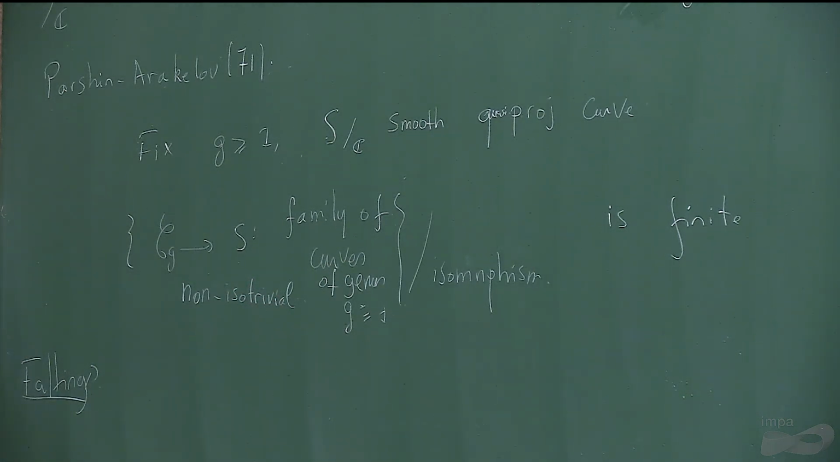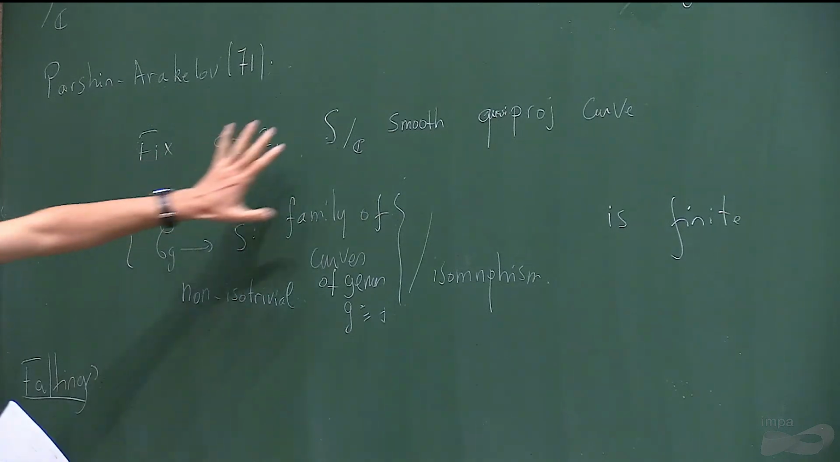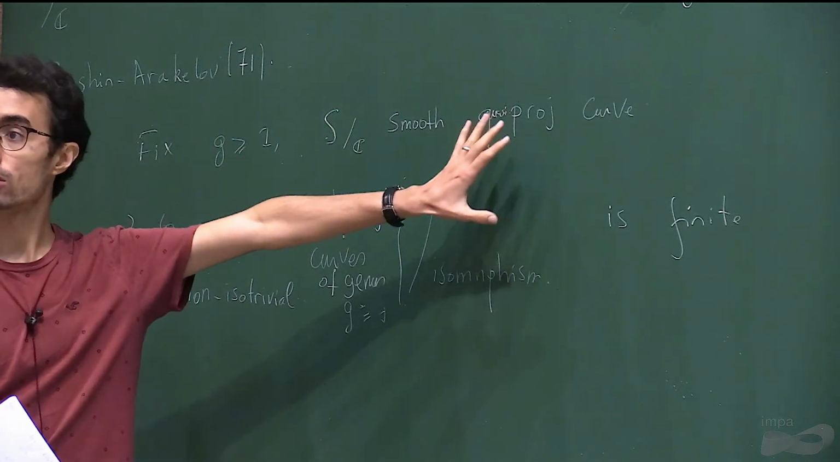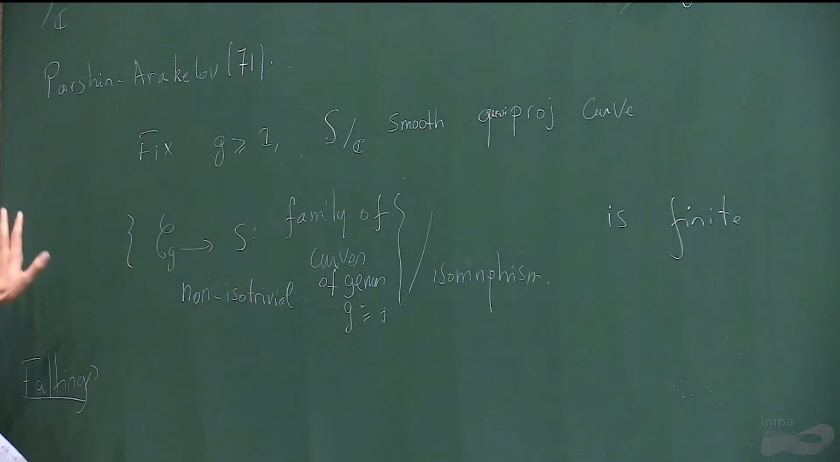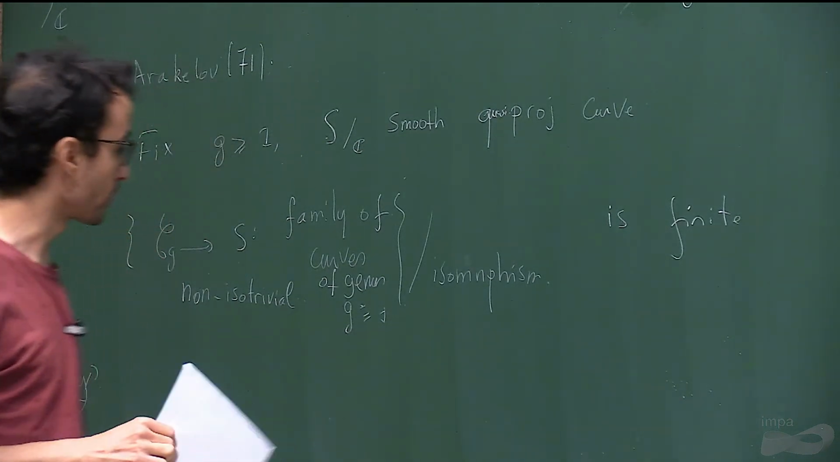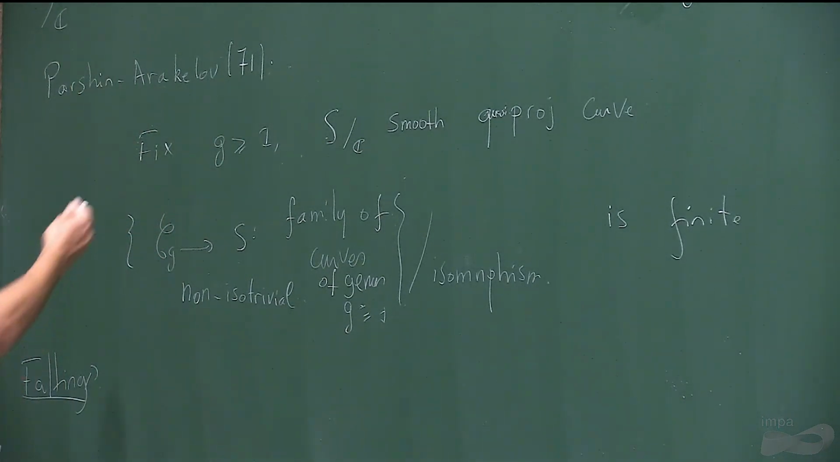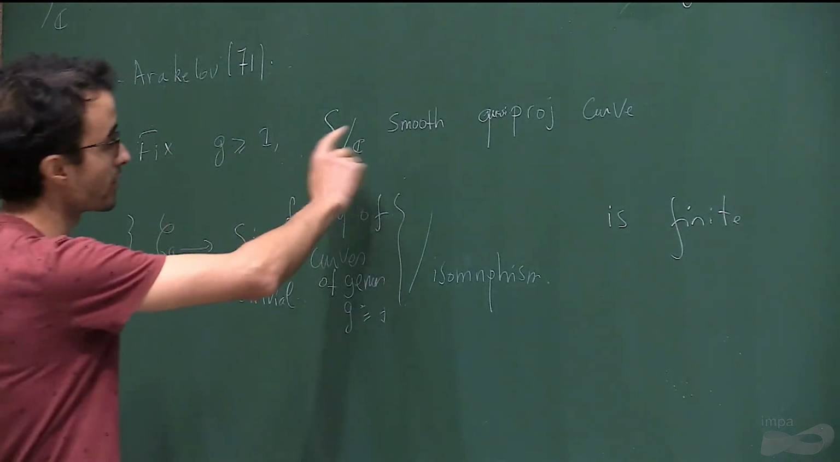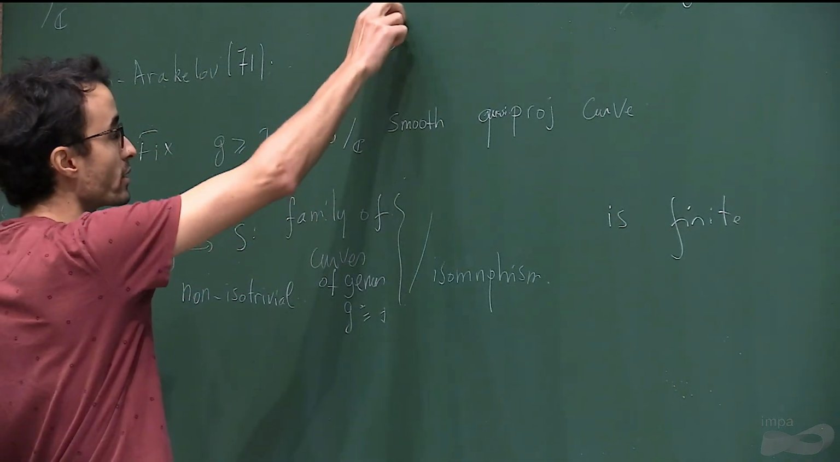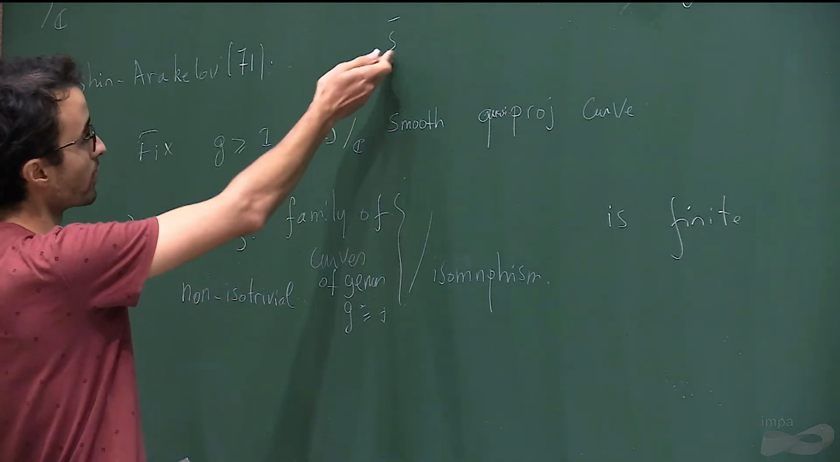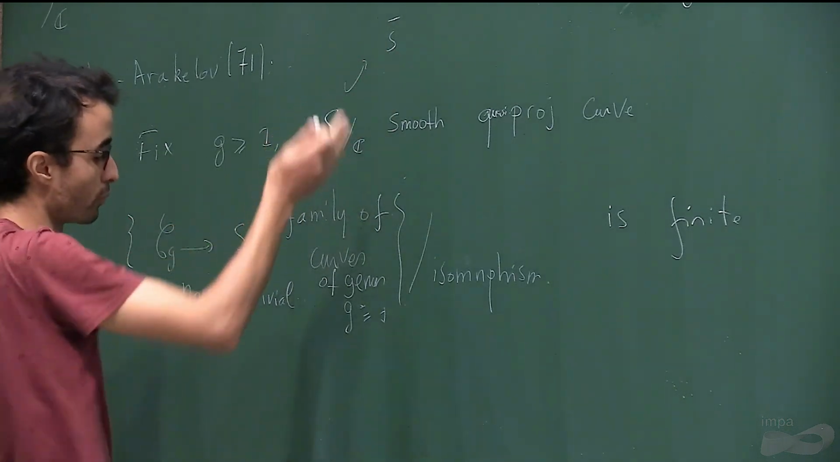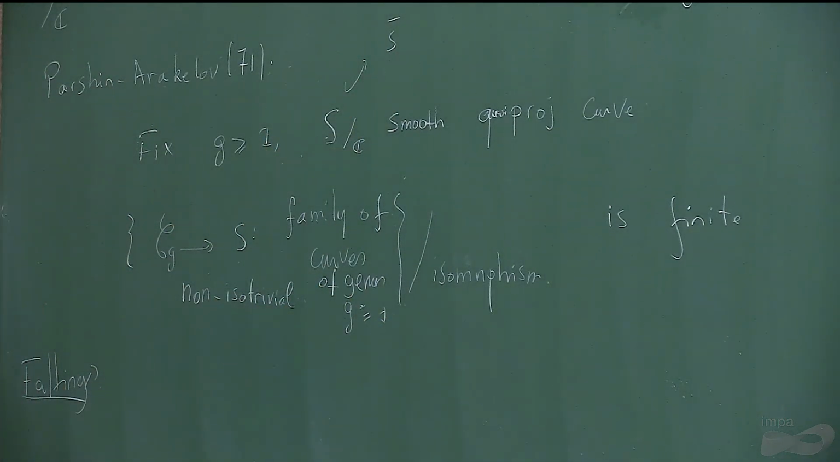Parshin did it when S itself is projective, so you're taking a complete family of smooth projective curves, and Arakelov generalizes for any S. If you compactify S, this amounts to saying you have a family over S bar with a prescribed set of singular fibers. The singular fibers are only allowed to be in S bar minus S.